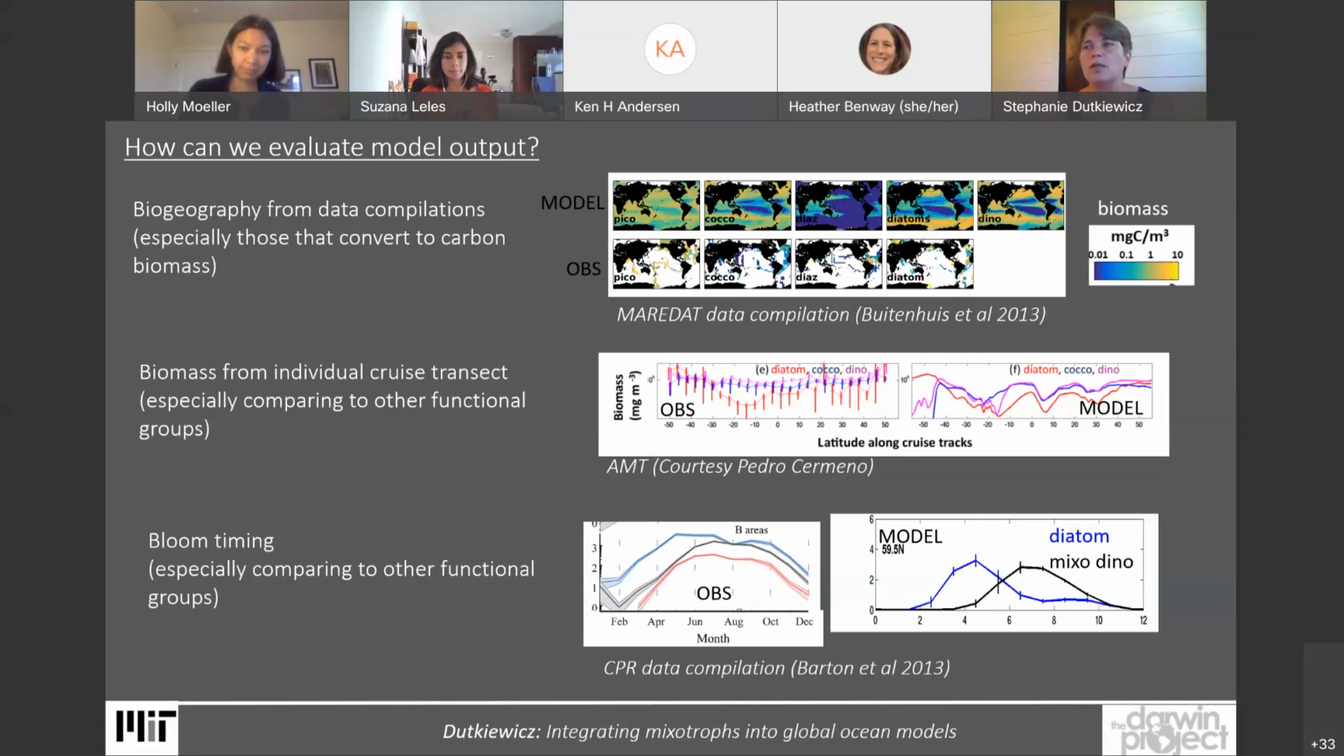Another thing we can do is to look at the timing of, for instance, the dinoflagellate blooms. On the bottom left is some observations from CPR, this is by Andrew Barton, looking at the timing of the blooms of, for instance, the blue being diatoms and the black being dinoflagellates. Then we can compare our model and see, do we get the sort of separation of the timing?